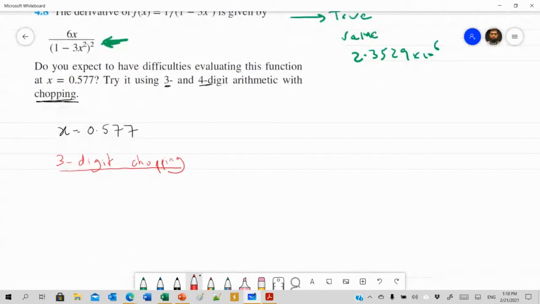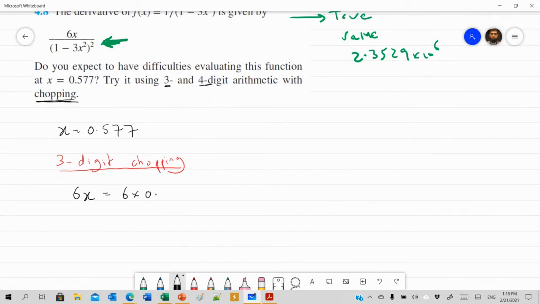Now our function is 6x, so I'll find 6x, means 6 into 0.577. So 6 into 0.577 comes out to be 3.4620. Now, after chopping off, after three digits, this is chopped off, and we are left with 3.46.